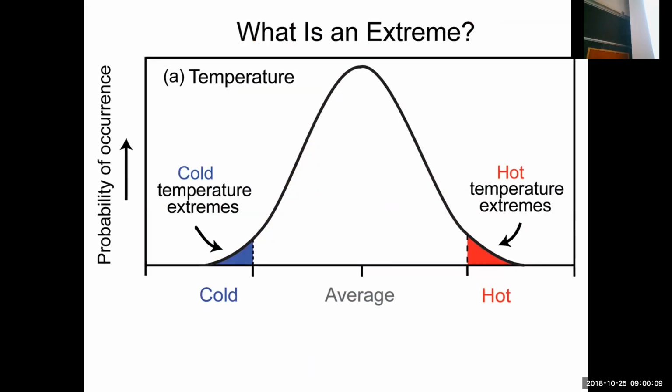But what is an extreme? Okay, so let's just stop and think about that. So the extremes that organisms, whether they're in a tropical forest or Arctic tundra or a farm field in Iowa, the things that are usually most important are the extremes of temperature or the extremes of precipitation. So let's think about the extremes of temperature.